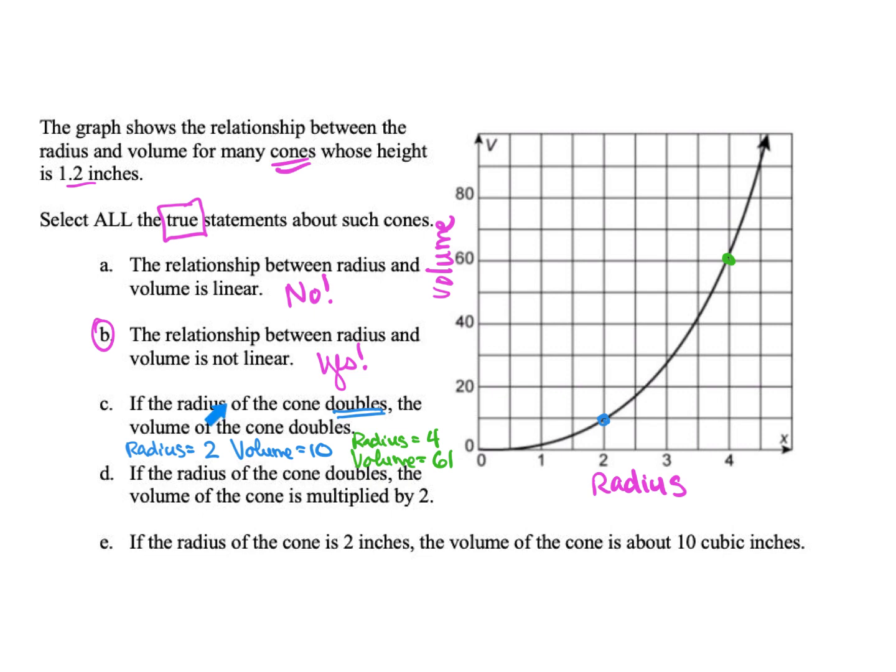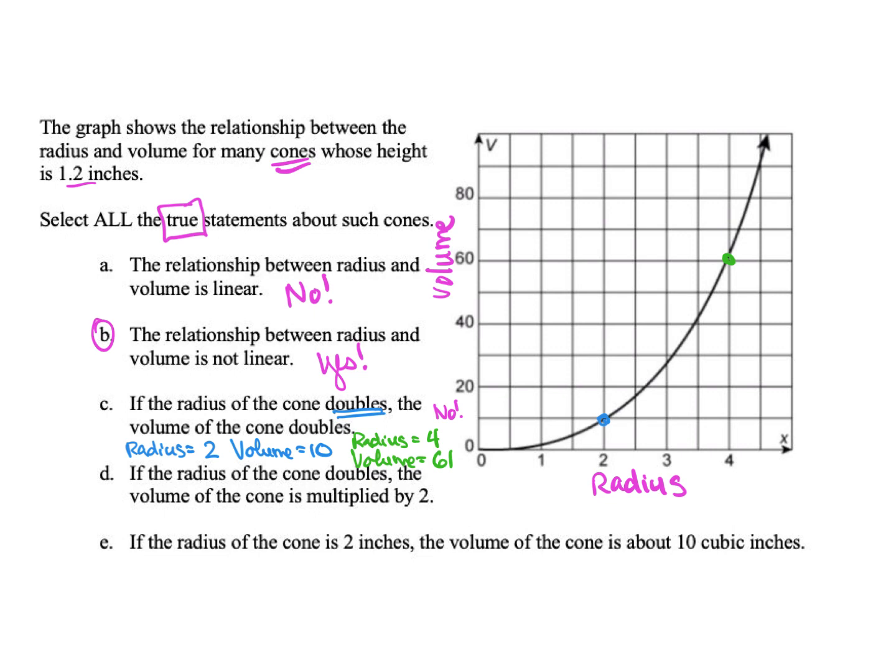So let's ask the question. It says if the radius doubles, then the volume doubles. So the radius was 2, I doubled it to 4. What's double of the volume, of the 10? Is that 64? No, it is not. So is C true? No, it's not. So let's look at D.